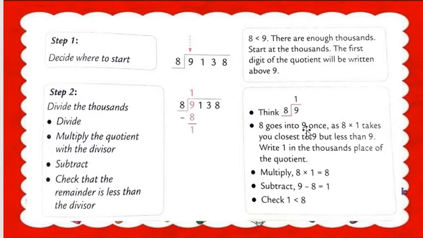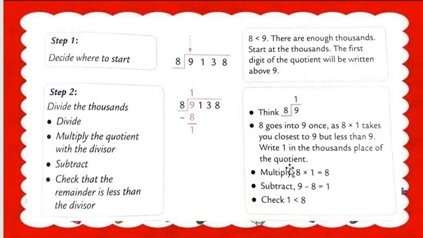8 goes into 9 as 8 ones are 8. It takes you closer to 9. What does closer to 9 mean, all students? Closer to 9 but smaller than 9. So 8, but less than 9. We take the number less than 9, not greater than 9. That time we take the one less than 9, and write a 1 in the thousands place of the quotient.